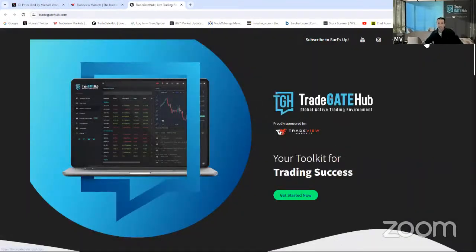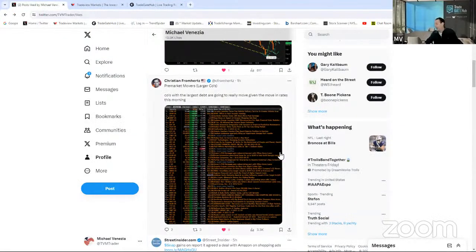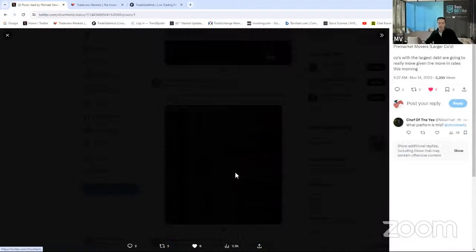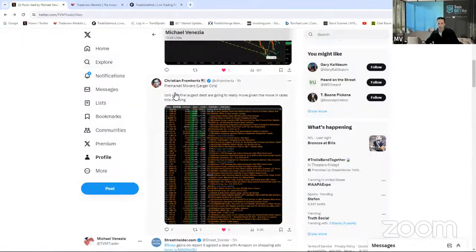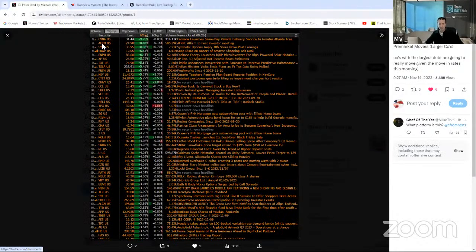But what I will say is this: when the CPI was acting the way it was, and obviously the rates were abated, pre-market, companies with the largest debt are going to really move, given the move in rates this morning. This was an hour or two ago, so it's old, but every stock here is up. They're getting relief and the short squeeze as well: Carvana, Affirm, Snap, EMPH. I was the only one in America buying EMPH at 72. Tesla, CTL, Chewy, VFC is up. I think VFC is up 18, 20%.